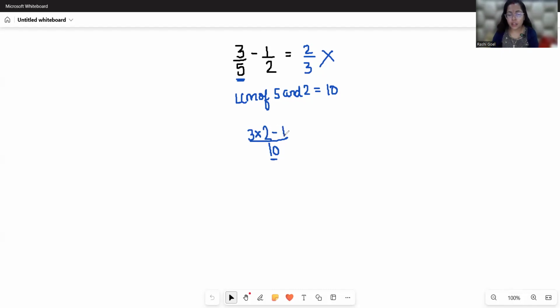Now again write the numerator, put the multiplication sign and check in denominator 10 comes at which place? 5. Multiply with that. So it's 6 minus 5 by 10, that is 1 by 5. So this is the right approach. When denominators are different, first make them equal, then simply multiply with the numerator and do the difference.